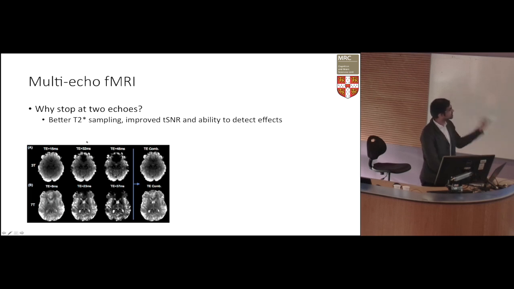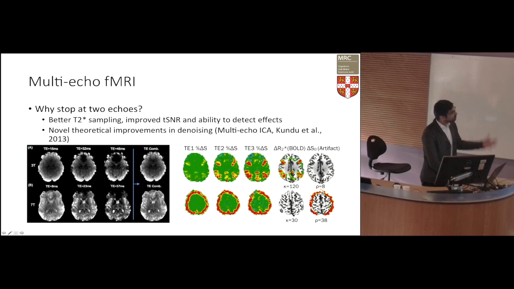So, of course, this allows us to better sample T2 star. It improves signal to noise and hopefully is able to detect the subtle effects that we're looking for. You can use it at 3 Tesla and 7 Tesla, and you can essentially just combine the echoes so you can avoid this signal dropout. There have been multiple developments in this field in ways in which you can use that information, using this T2 star decay to determine what are potentially noise components and what are potentially BOLD-like components.